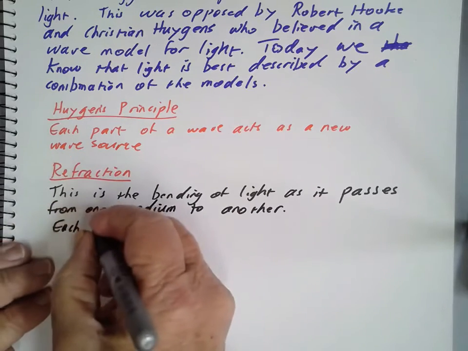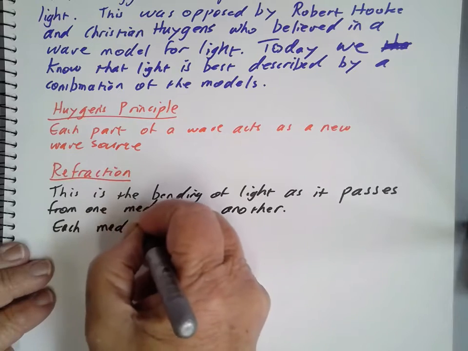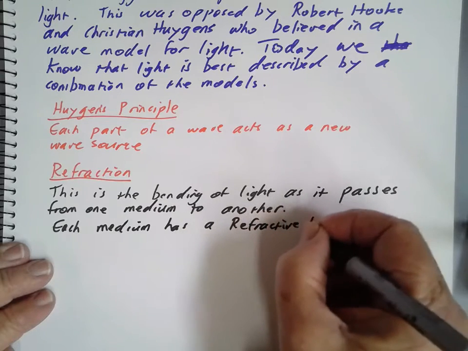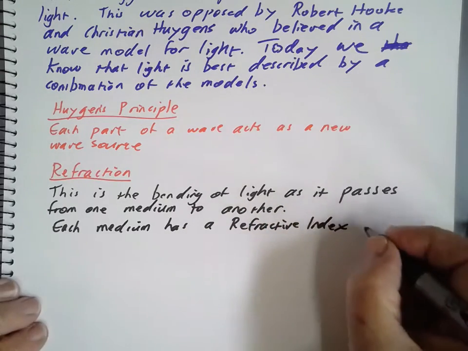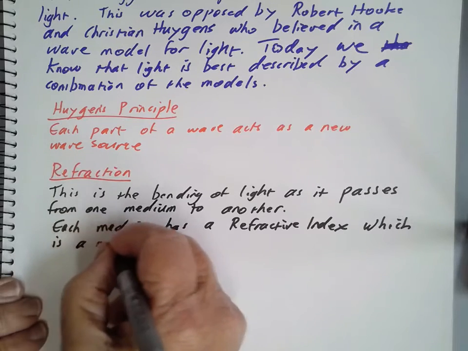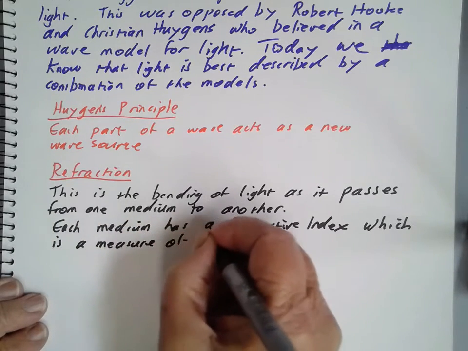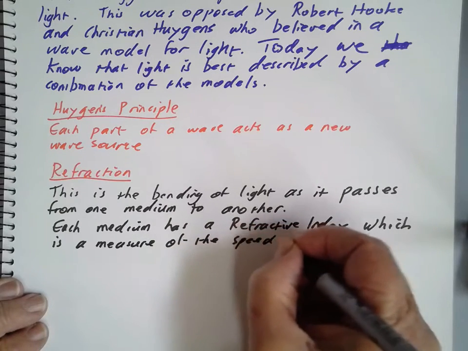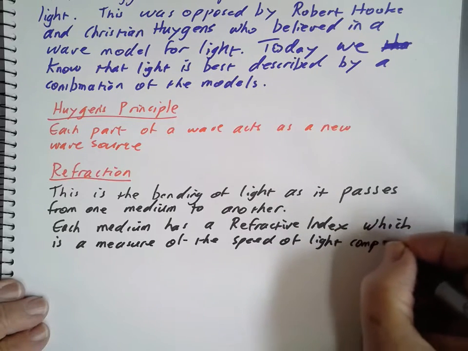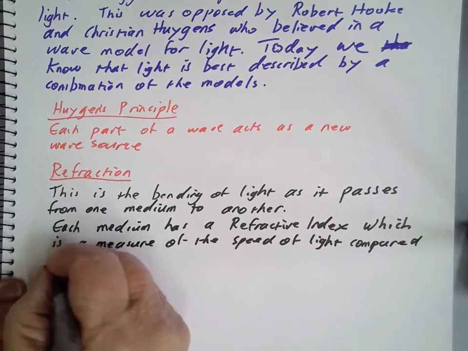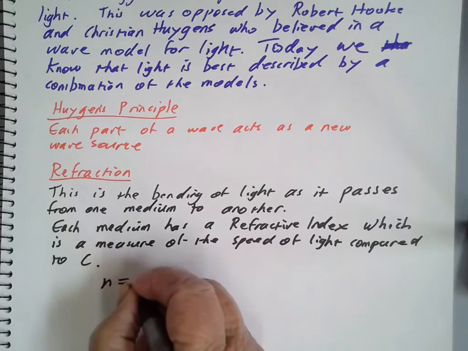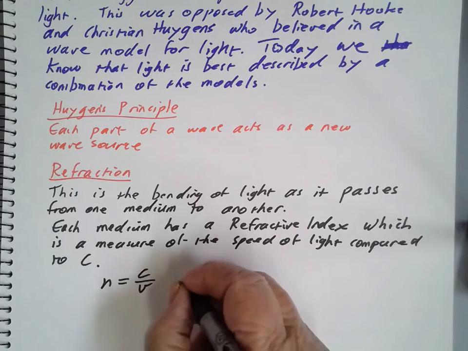Now we're getting into stuff we haven't heard of before. Each medium has a refractive index, which is a measure of the speed of light compared to C. So N equals C over V, where N is the refractive index.